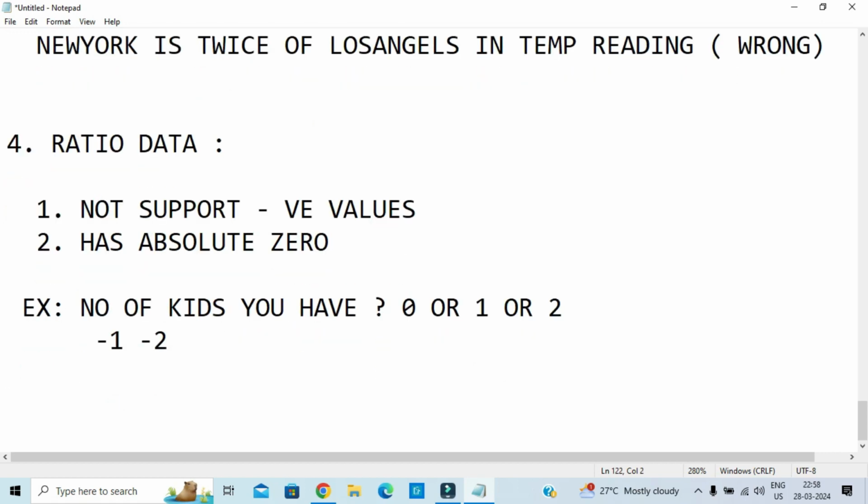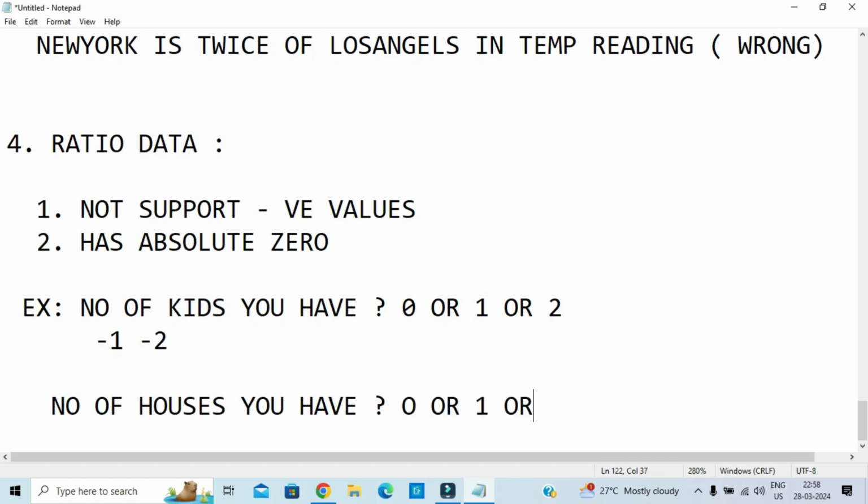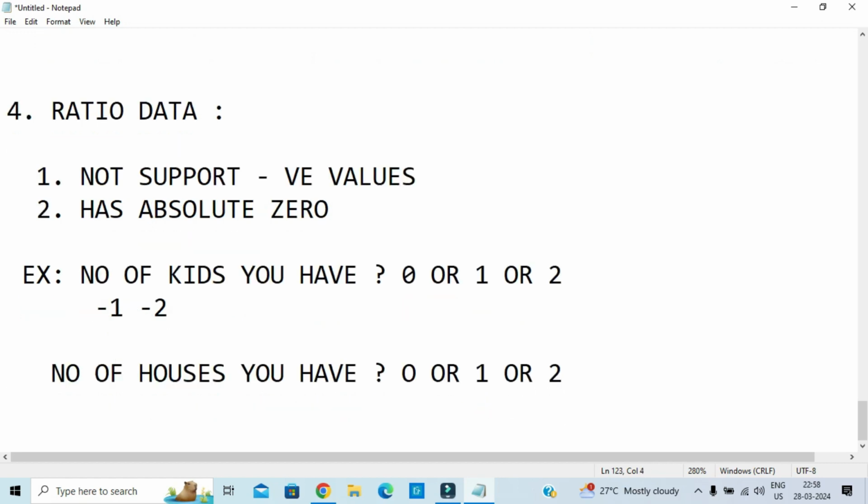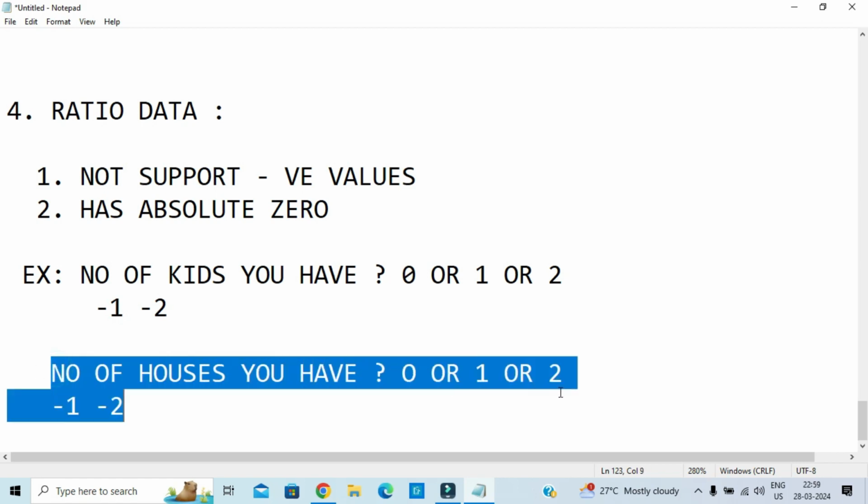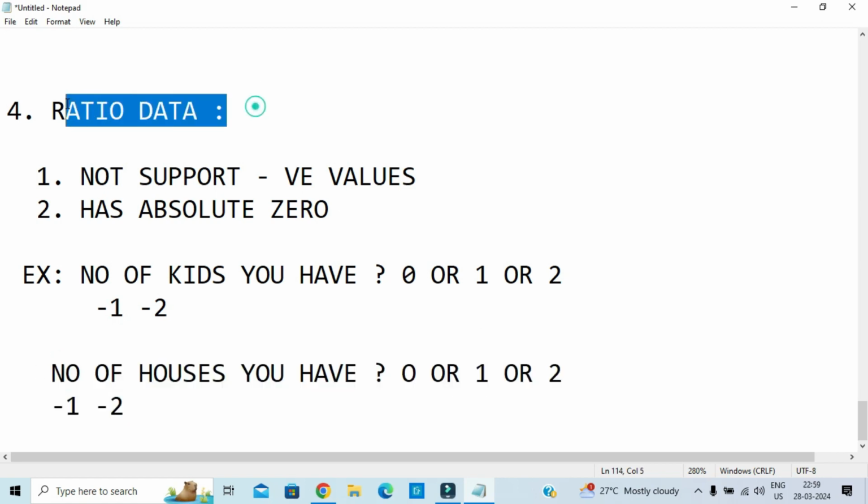Let me give you one more example. The number of houses you have. Someone asks you the number of houses you have, so we'll reply I have 0 houses or 1 house or 2 houses. You can't say I have -1 house, -2 houses. This is wrong. So these kinds of questions come under ratio data.